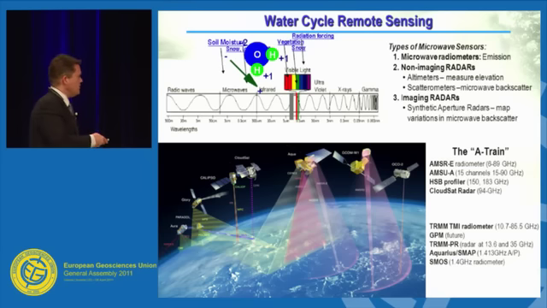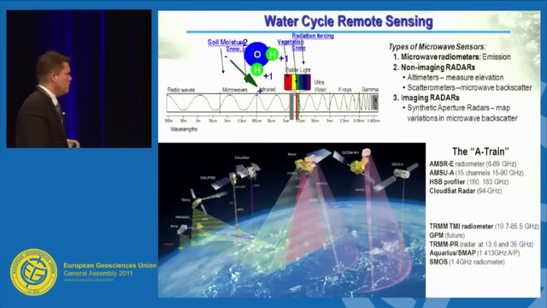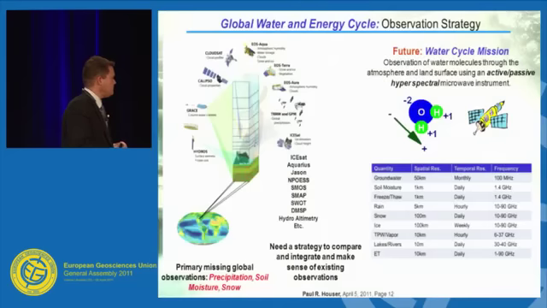We already saw an image of the A-train in the last talk. That was very nice. The A-train has a number of satellites in it that have microwave sensors on them. I've listed a few here. There's a few others that are relevant here. I just want to let you know that each one of those is kind of independent resolution, independent location. But not necessarily by planning, but more by happenstance, we have a bunch of satellites that are kind of following each other right now in this A-train.